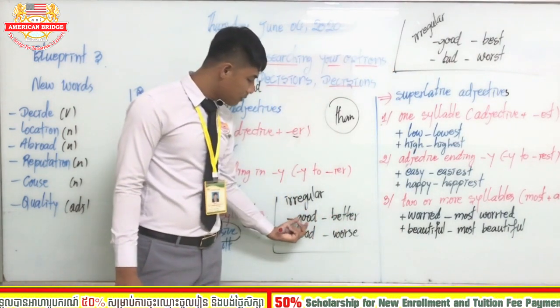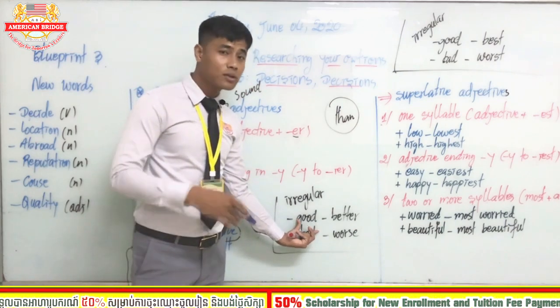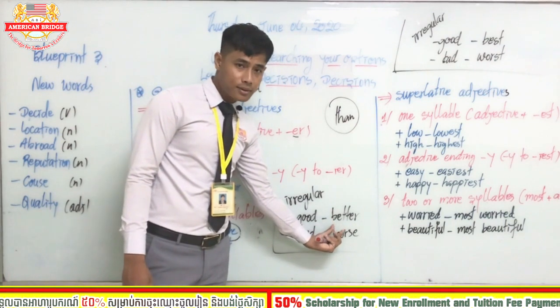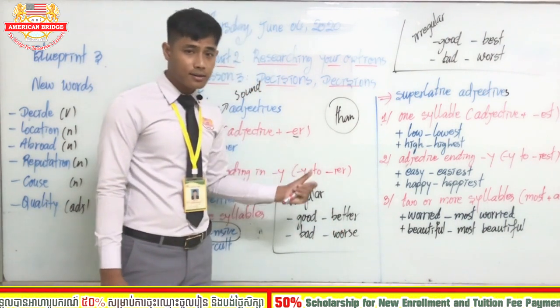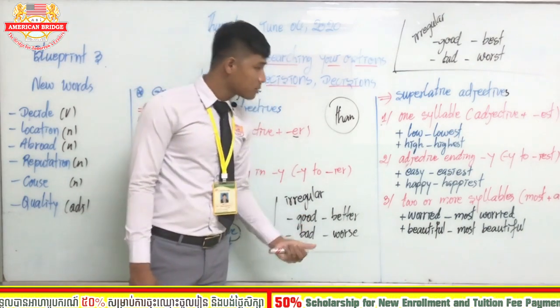Next, irregular adjectives. When we use them to compare, the adjective changes from the first word to another word, like good changes to better. So blue marker is better than red marker. Bad to worse.